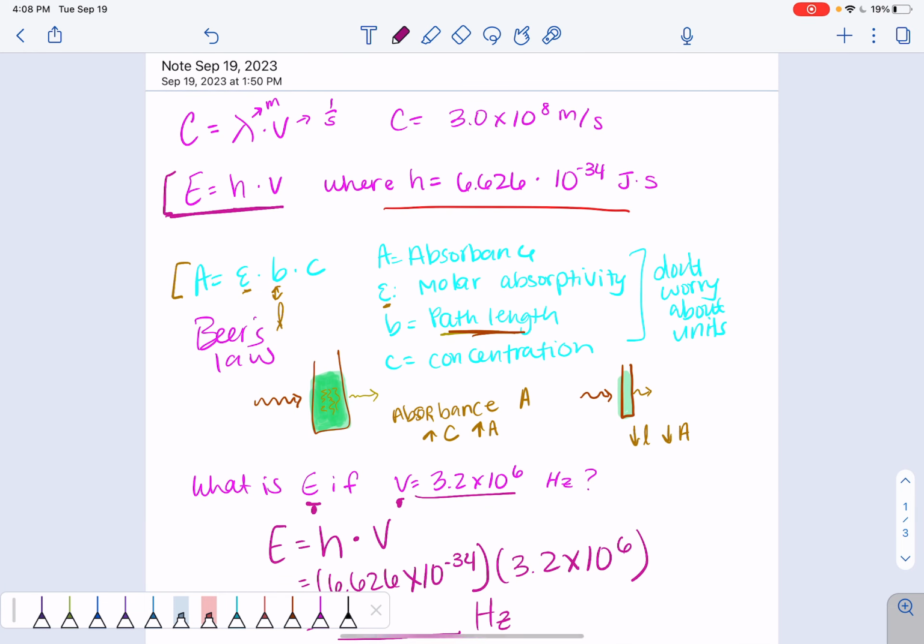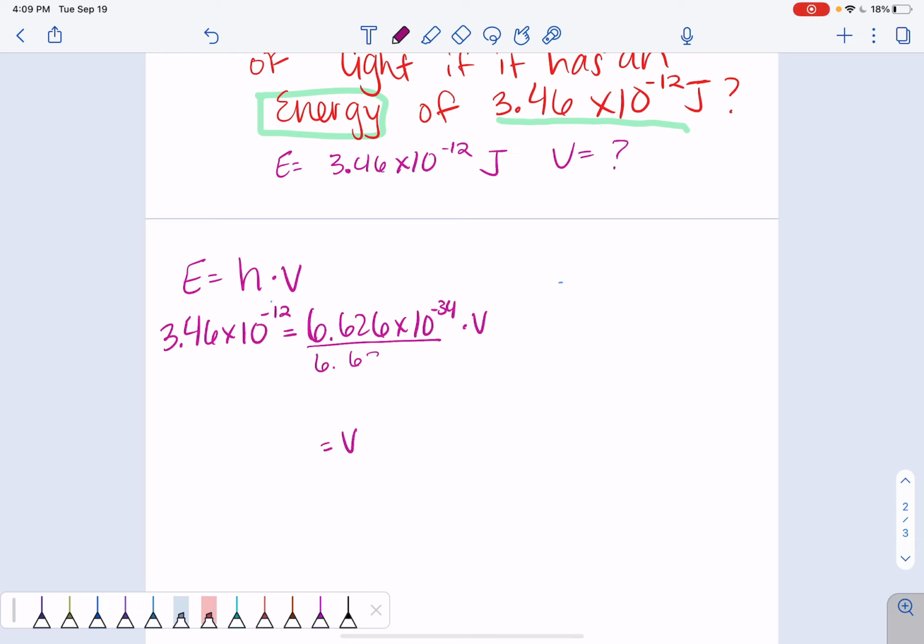So algebra tells me that I do the opposite of what's happening. Well, it's being multiplied. The opposite of multiplying is dividing. So I'm going to divide both sides by 6.626 times 10 to the negative 34. Both sides. This side cancels because something over itself is just 1, and your V comes down. On the left side, you would do the math and solve it and get something hertz. So you just put this in your calculator and get whatever number that gives you.